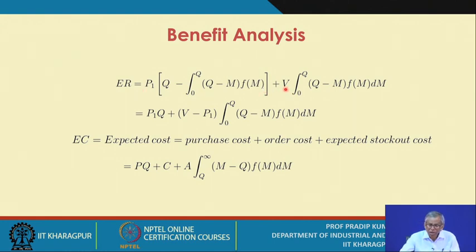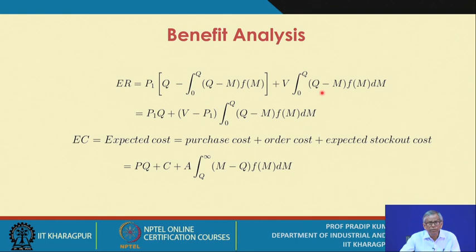Now plus there will be unsold amount, and the unsold amount is Q minus M, Fm dm, and the demand varies from 0 to Q is the condition. So when the M varies from 0 to Q, under this condition only there is a possibility of excess stock.